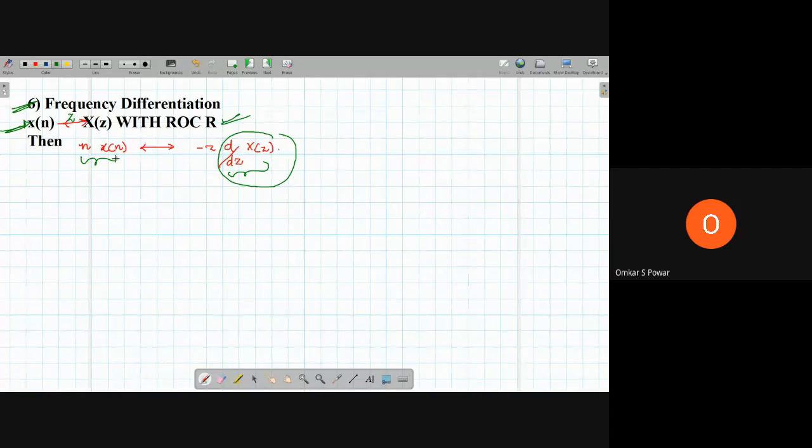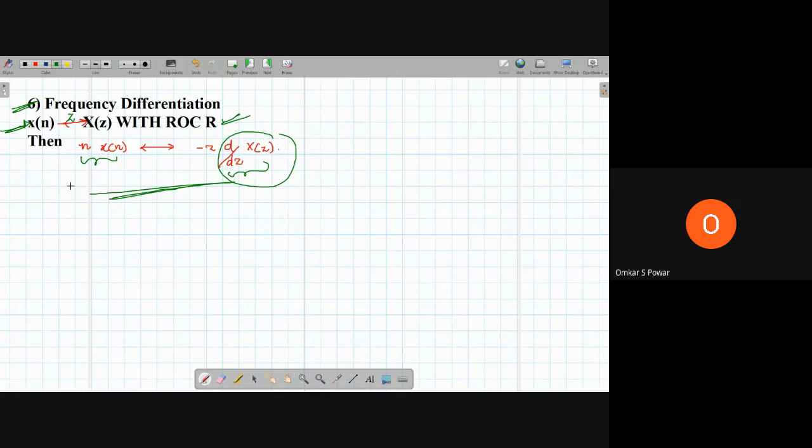Otherwise, if you differentiate in the z domain, then you have to multiply by n in the time domain. You can use this logic. These things will be helpful in control systems to solve problems. These properties are very much necessary for you to remember.